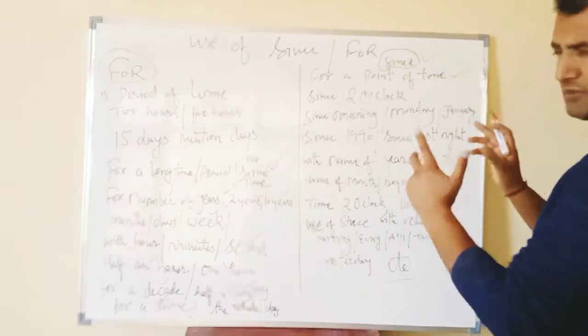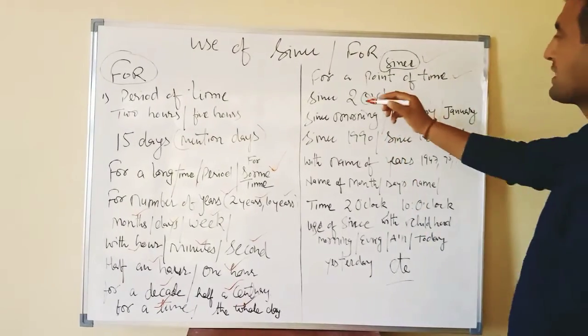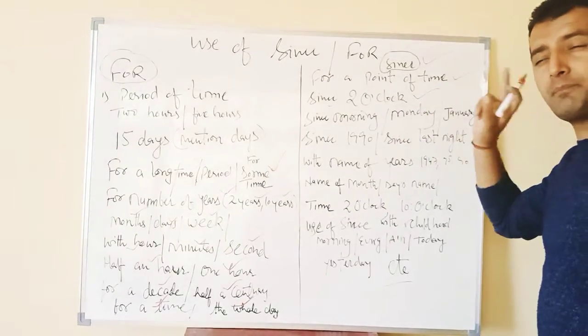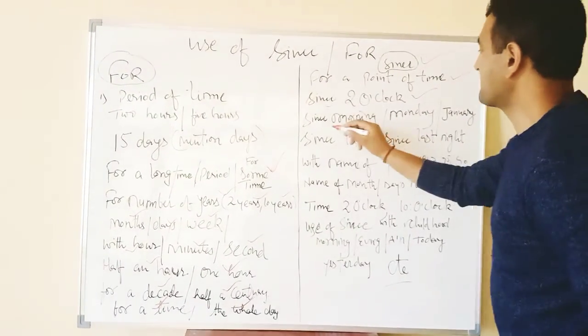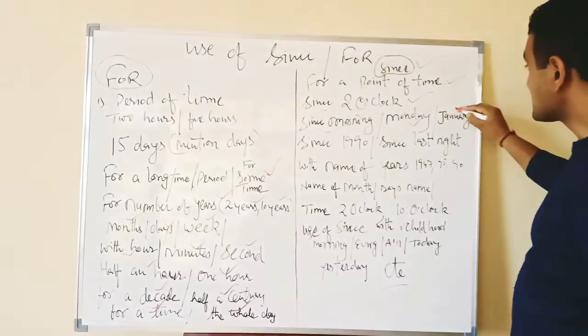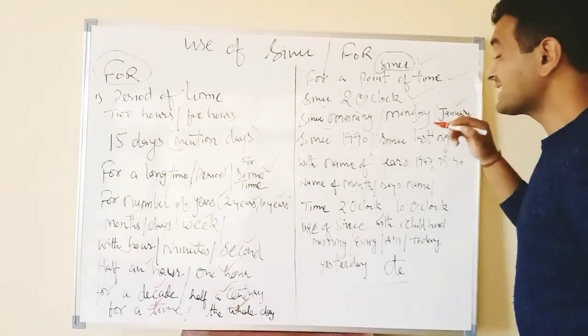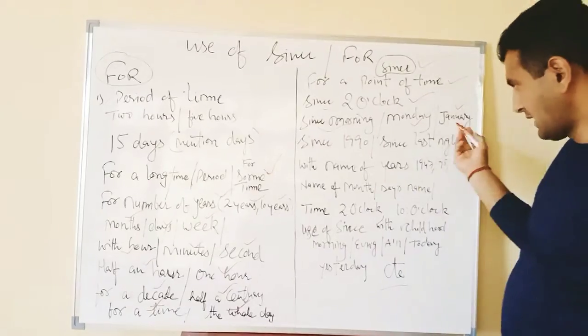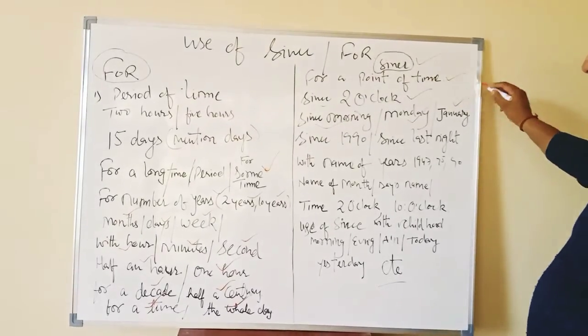Point of time means exact. देखो यहाँ समझ आएगा भी. Since 2 o'clock, 2 बजे बोल रहा है पूरा exactly, right? Point of time, like since morning, सुबह से, Monday से, since Monday, since January. Why? Because it says Monday. डे का नाम बताता है, राइट? आगे बता दूंगा. ओके, महीने का नाम बताता है.